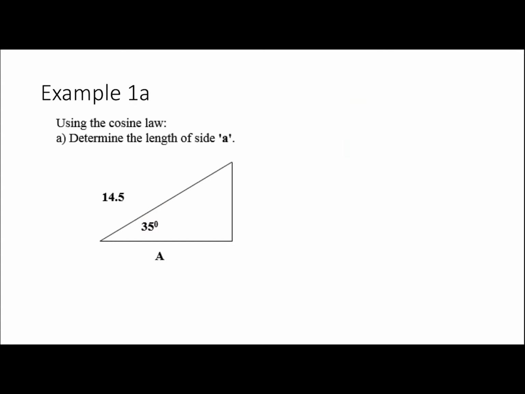Okay, so let's continue on. How do we use this? Using the cosine law, determine the length of side A. Well, we have the adjacent side. This is adjacent to this angle. So we can use cosine of theta equals adjacent over hypotenuse. We have theta. We have hypotenuse. Do we have adjacent? No, but we want it. So cos of 35. What's that cos of 35? Okay, so cos of 35 equals A over 14.5.